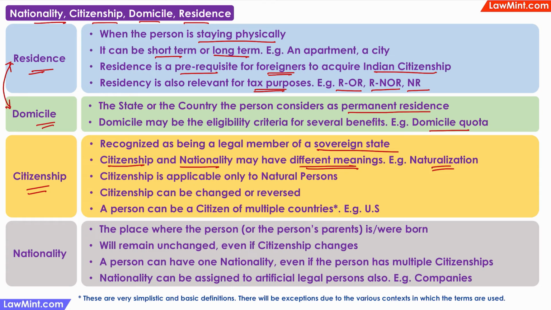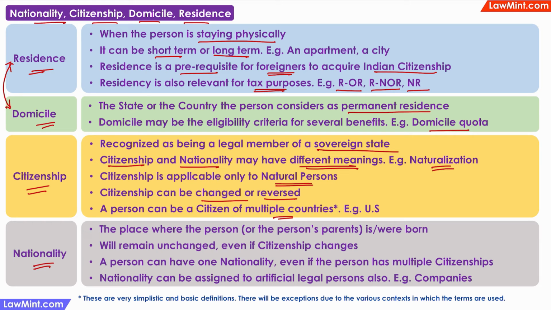One key aspect of citizenship is political rights. That is, only citizens can participate in elections as a candidate or as a voter. Another key aspect is that citizenship is applicable to natural persons only. An artificial legal person like a company cannot have citizenship. They can have nationality based on parameters like incorporation, but a company can never have citizenship. Citizenship can be reversed or changed, but nationality can never be changed. And depending on the country, a person can have dual or multiple citizenships. But India does not recognize dual or multiple citizenships.